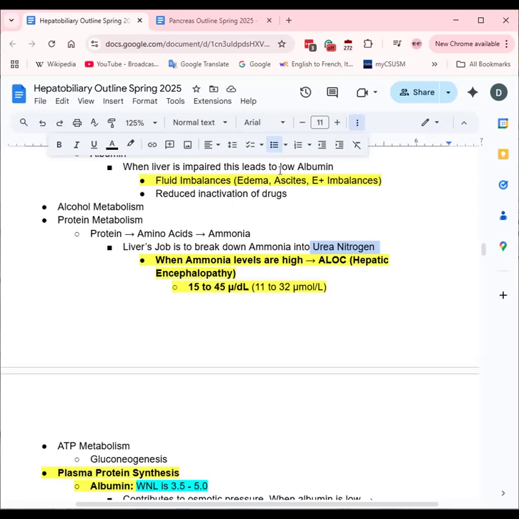But if you notice here, kind of signaling back to how the liver and the kidney play with each other, urea nitrogen. If you remember, BUN is blood urea nitrogen. So you see that whole system. Your liver breaks down ammonia, and then your kidneys get rid of urea nitrogen in the urine. So you can see at play how the liver and the kidney work with each other to eliminate things from the body.